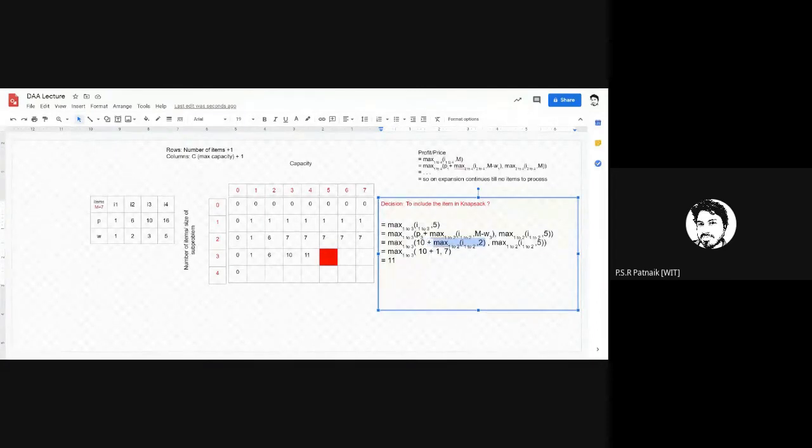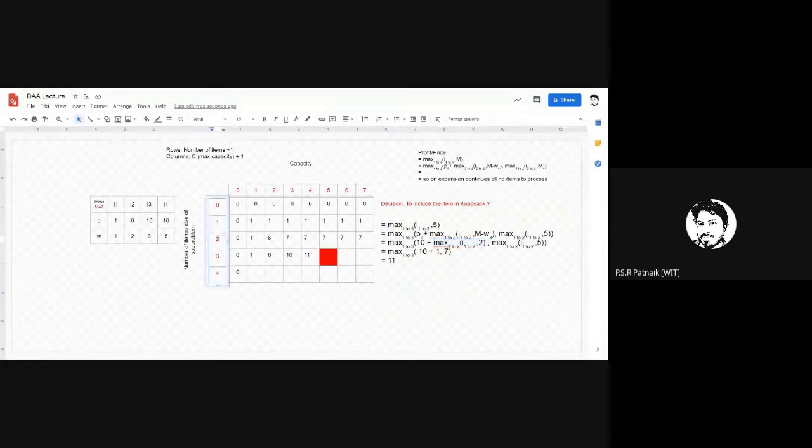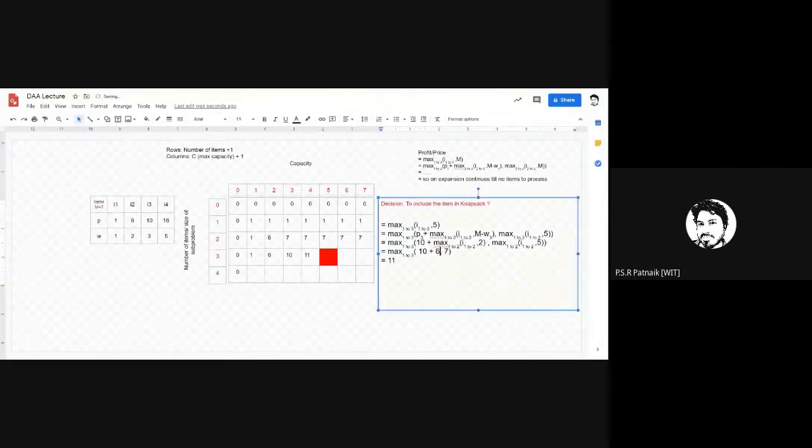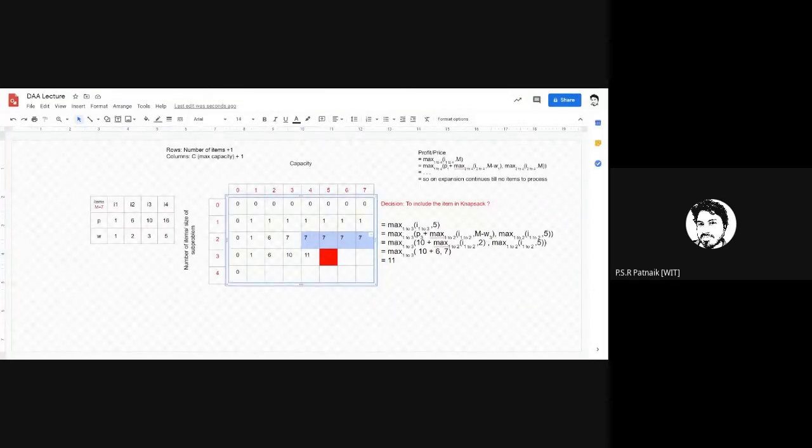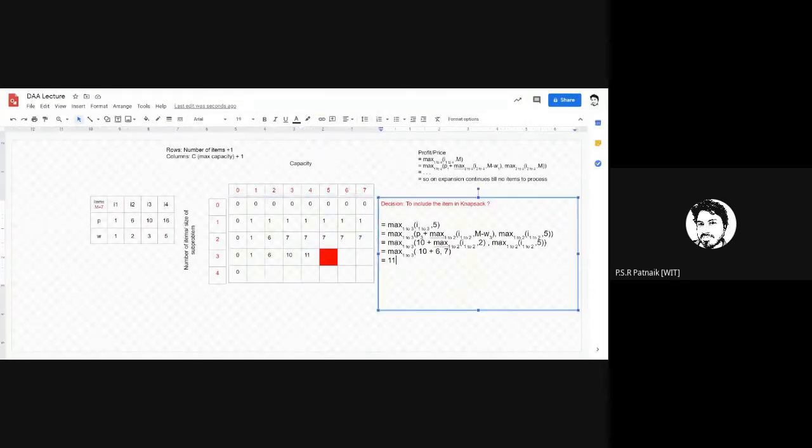This I have already computed in the table. So from 1 to 2, two items to process, sack capacity 2. Two items to process, sack capacity is 2. What's the maximum value here? 6. So 10 plus 6, or max of 1 to 2 with 5 capacity, it is 7. So all subsequent calls are 7 and 7. So what is the solution here? What is the maximum profit you'll get here? 16.